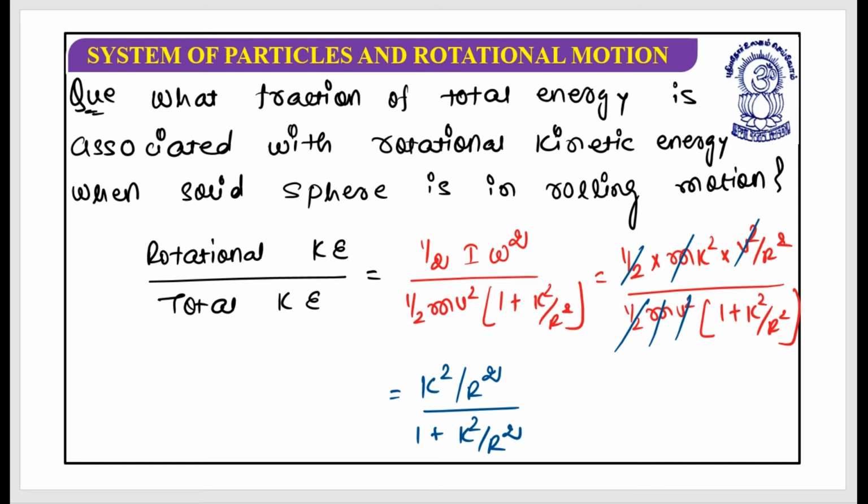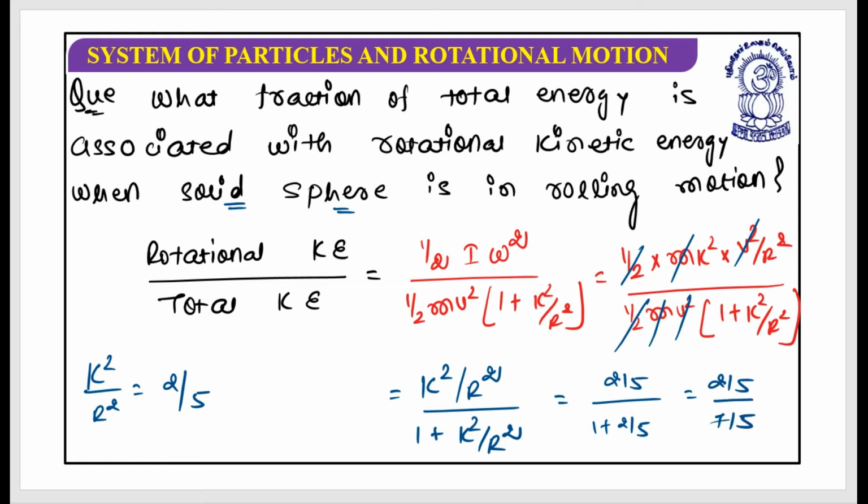I hope this is clear. For a solid sphere, this k square by r square equals 2 by 5. So this equals 2 by 5 upon 1 plus 2 by 5. This is 2 by 5 divided by 7 by 5, which comes to 2 by 7. I hope this is clear.